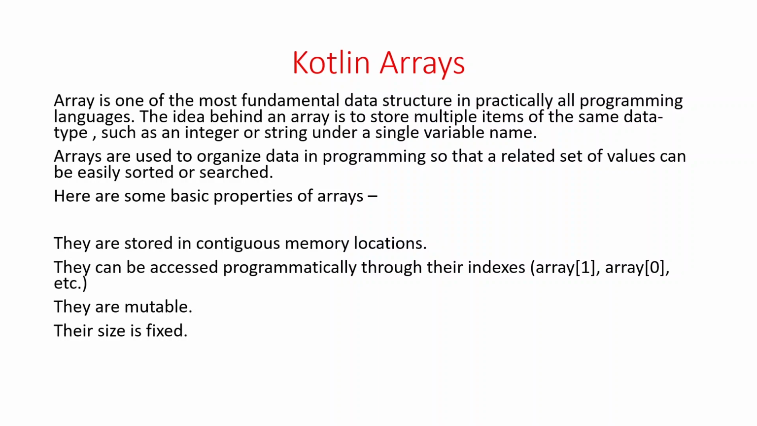The idea behind an array is to store multiple items of the same data type, such as an integer or string, under a variable name. Arrays are used to organize data in programming so that a related set of values can easily be sorted or searched. Here are some basic properties of arrays. Arrays are stored in contiguous memory locations. They can be accessed programmatically through their indexes, like array of index 1, array of index 0. They are mutable. Their size is fixed.